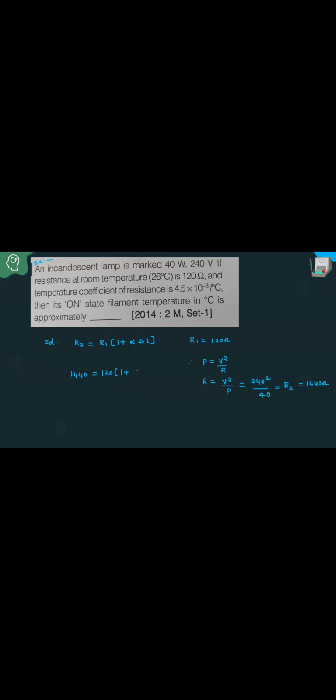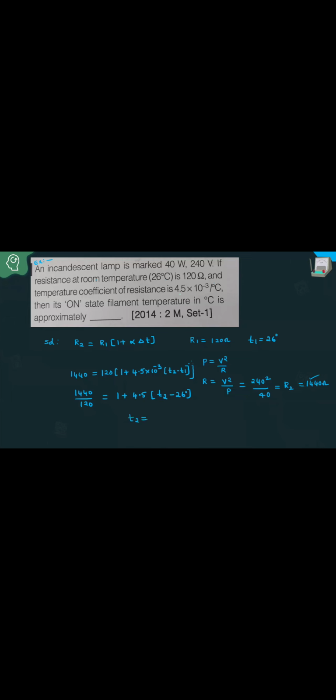Alpha, how much is it given? Temperature coefficient, 4.5 into 10 to the power of minus 3, into delta T, T2 minus T1. Then 1440 by 120 equal to 1 plus 4.5 into 10 to the power of minus 3 into T2 minus T1, where T1 is 26 degrees centigrade. T2 is the temperature after the filament is heated. After the filament is heated, our resistance is 1440. Corresponding to this, what is the temperature? Now from this, you have to calculate T2.